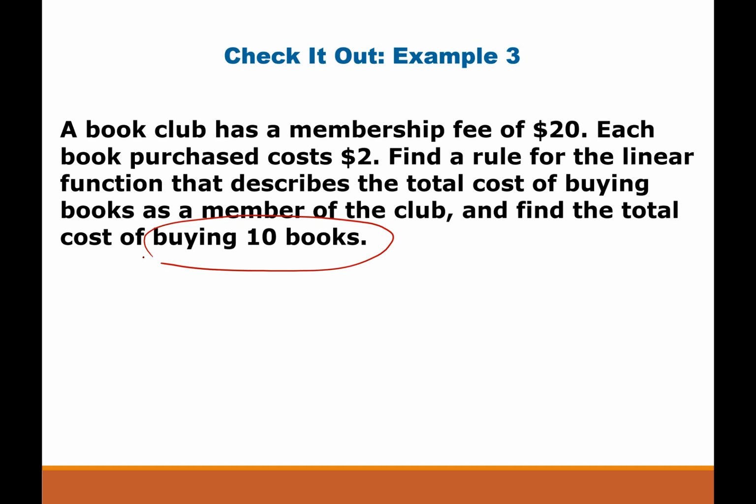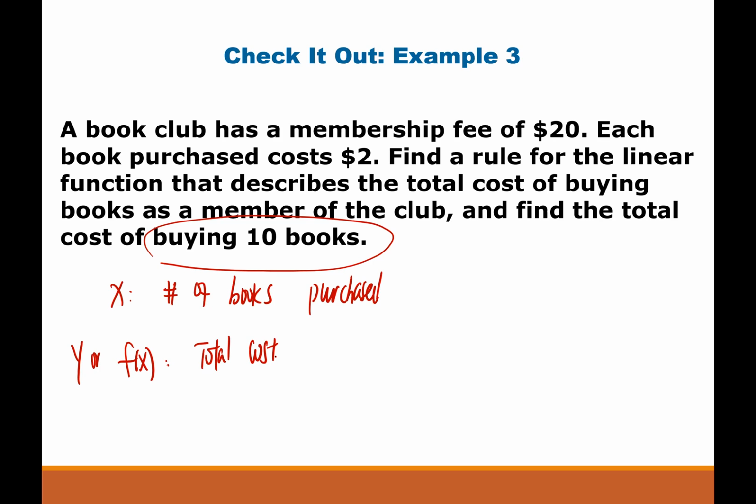So first of all, we define the independent variable X will be number of books purchased. And then the Y value, or F of X, will be the total cost, right? Total cost of purchasing those books.